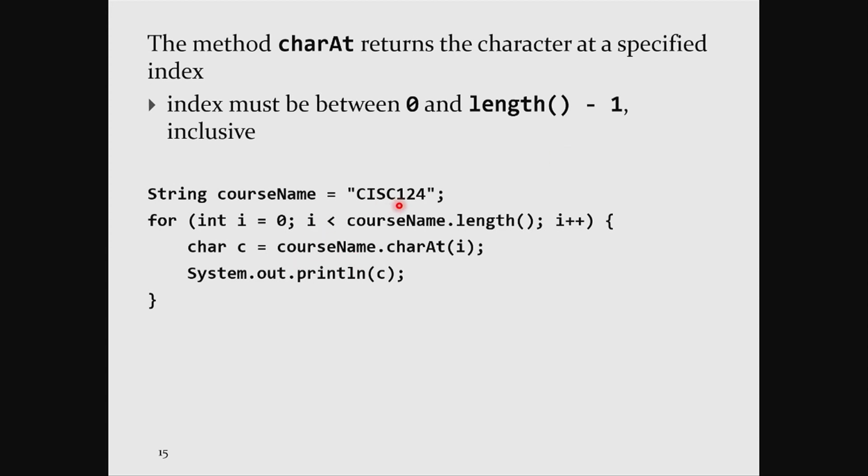Okay, so here's our string again, CISC124. I'm going to write a loop that loops over the individual indexes of the string. It has a length of 7, so the valid indexes are 0, 1, 2, 3, 4, 5, 6.